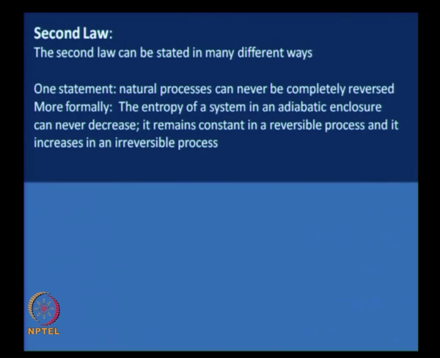Now let us look at the second law. The second law can be stated in many different ways, and one of the statements is as follows: natural processes can never be completely reversed, is one way of stating it. More formally, the entropy of a system in an adiabatic enclosure can never decrease. It remains constant in a reversible process and it increases in an irreversible process. That is another formal way of stating it.